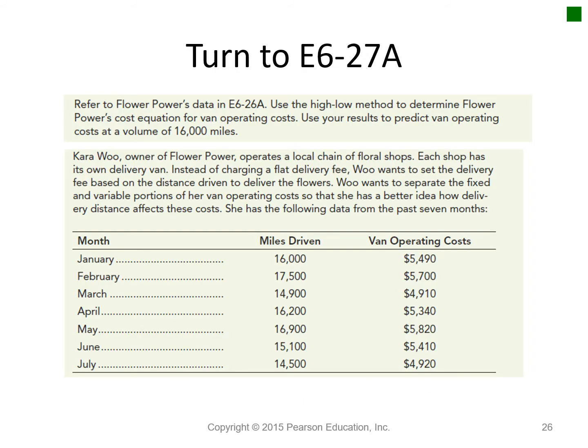Okay, so we're going to be looking at exercise 6-27A in your textbook. The problem says use the high-low method to determine Flower Power's cost equation for van operating cost. Use your results to predict their operating cost for 16,000 miles. So again, this is an example of trying to get some mixed costs and separate those out into variable and fixed.